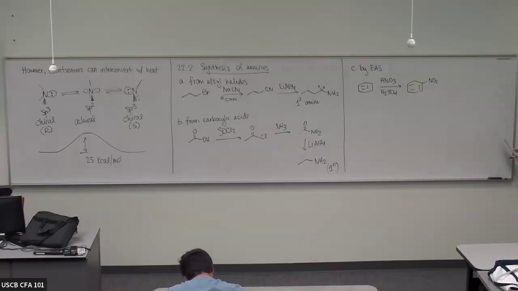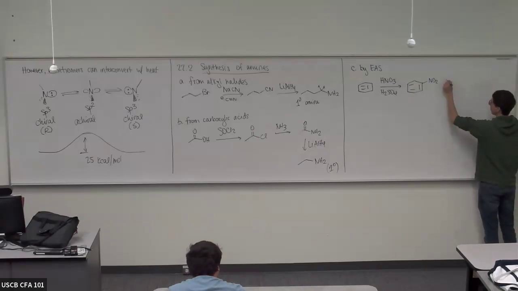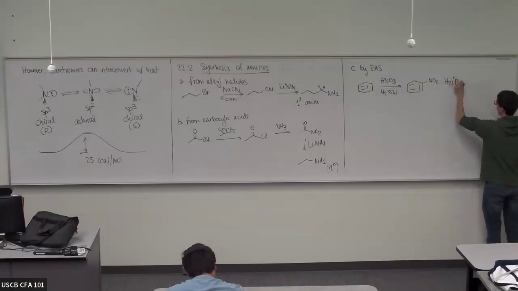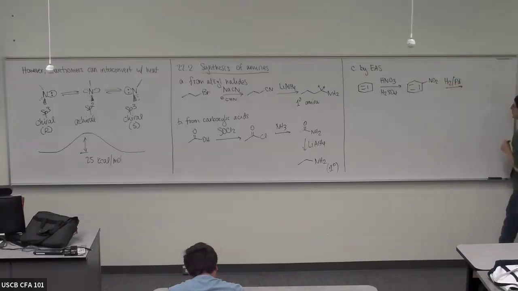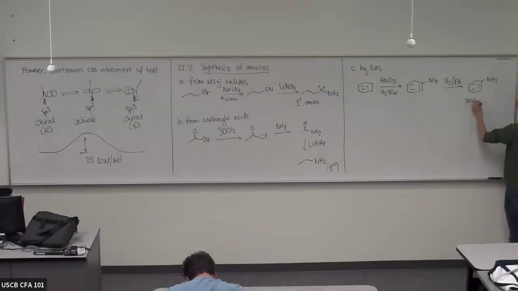And then from here, really the easiest way to do this, and we didn't talk about this in that chapter, is just to hydrogenate. So using hydrogen gas and then a palladium catalyst of some kind. And that gets us to the NH2, and because we have an aromatic ring next to it, we call it an aryl amine.